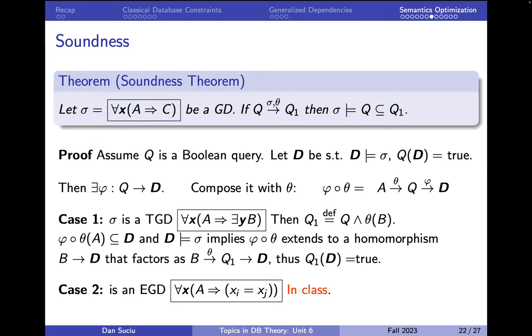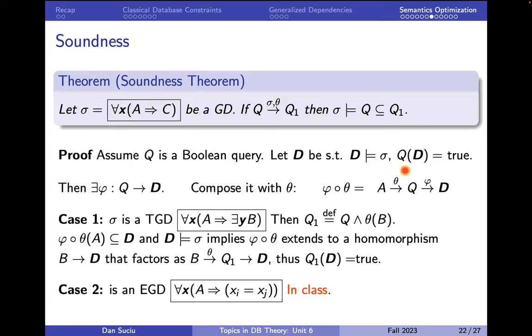Actually, let's quickly highlight the important ideas. The thing is that we need to reason about a database that satisfies sigma. So for these kind of statements, it's easiest to assume that Q is a Boolean query. And to prove that this containment holds, we assume that the query on the left is true. And then we want to show that the extended query with additional constraints is also true. That will be the goal. And in addition, we also assume that D satisfies sigma, satisfies this generalized dependency.